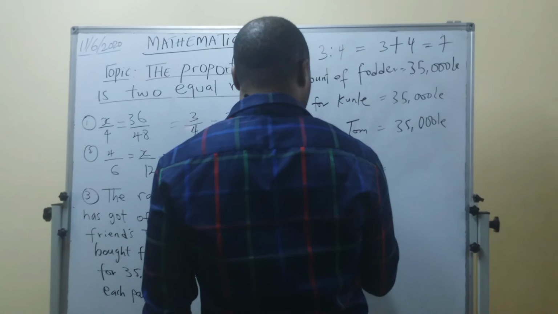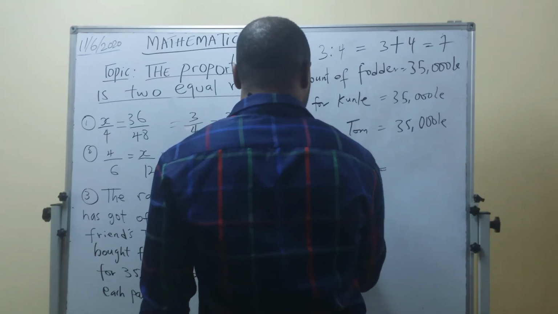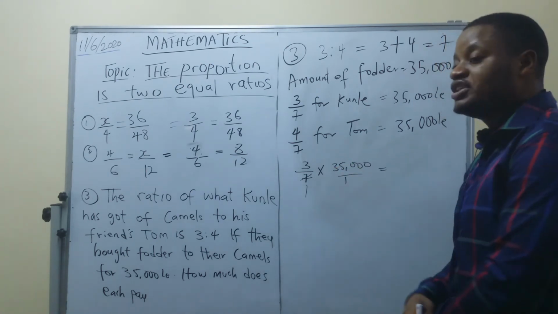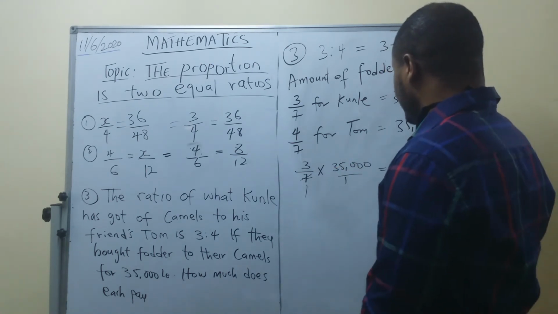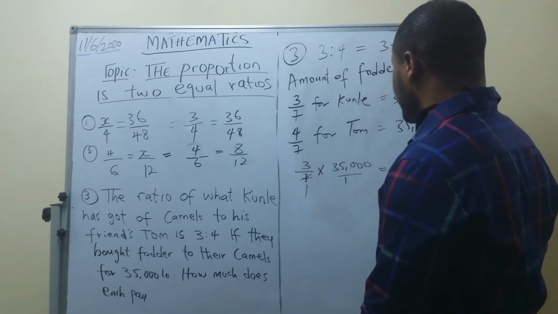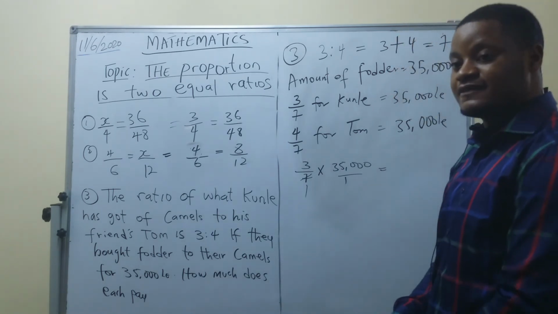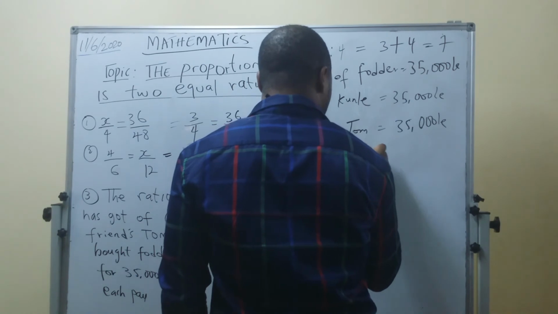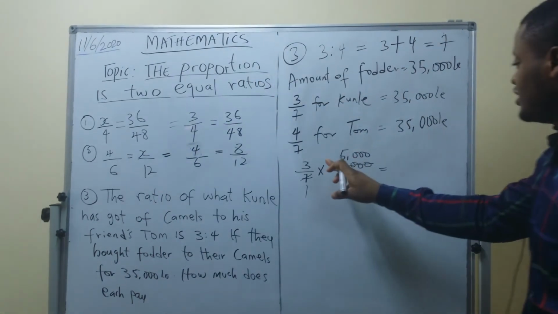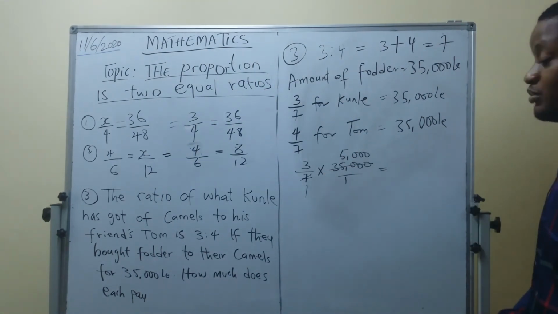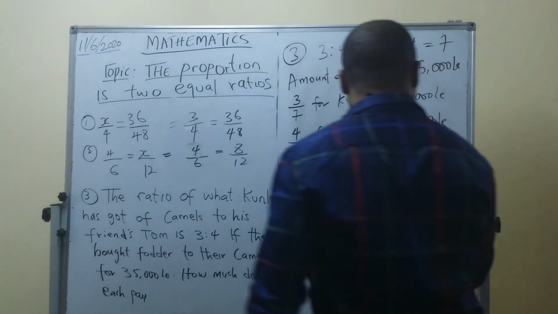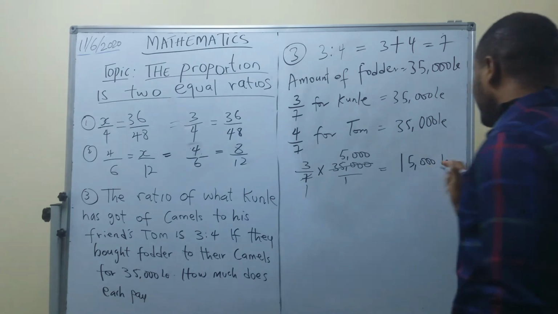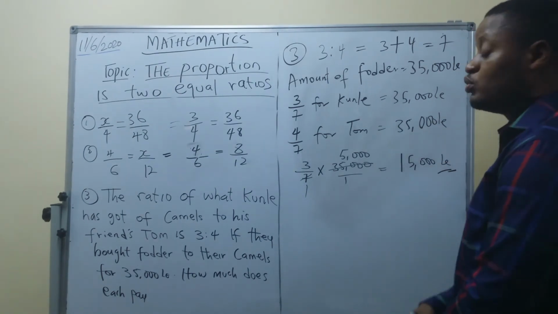Now, how many times can 7 go in 35,000? That should be 5,000. Now, class, 3 times 5,000 should be 15,000, if I got it right. 15,000 LE. This is the amount paid by Kunle.